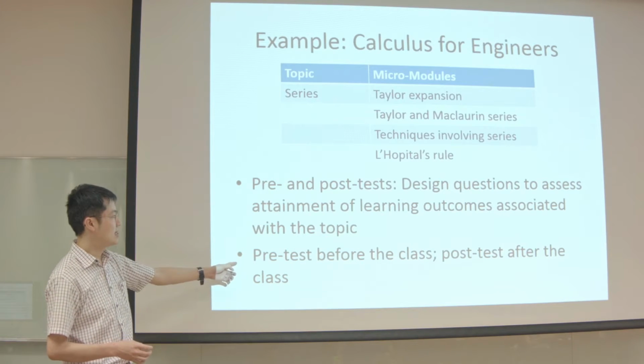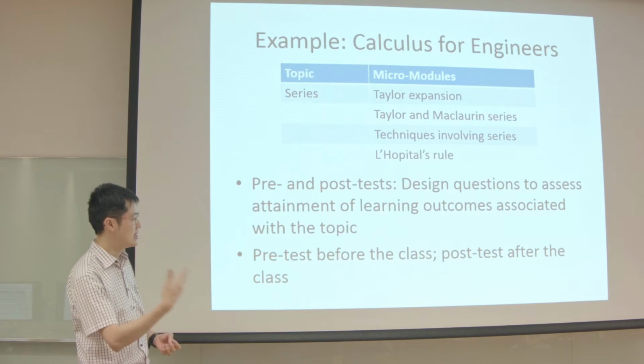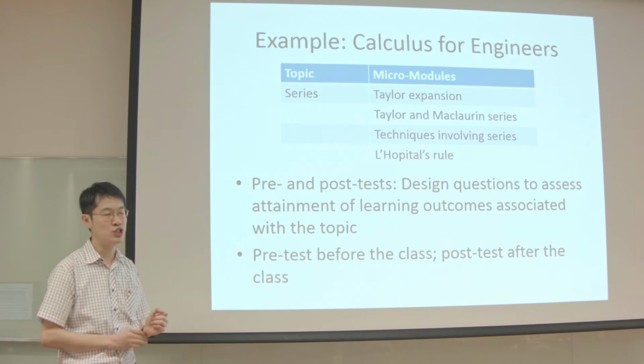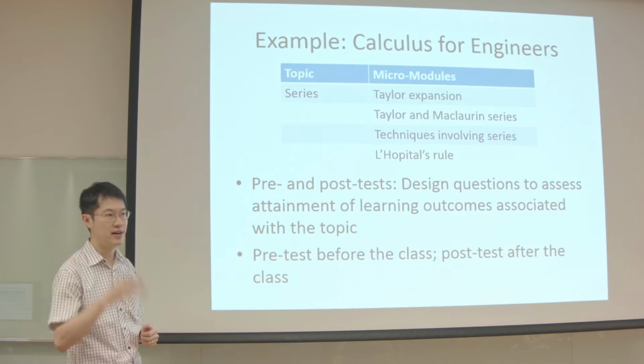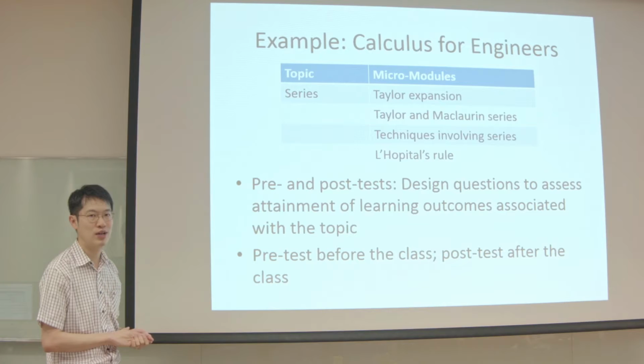And then, so this is what I said before. The pre-test is usually before the class. The post-test is after the class, okay? So basically, after they watch the modules, they will do the post-test. And that is how you measure their attainment in terms of learning outcomes. So this is one particular example.